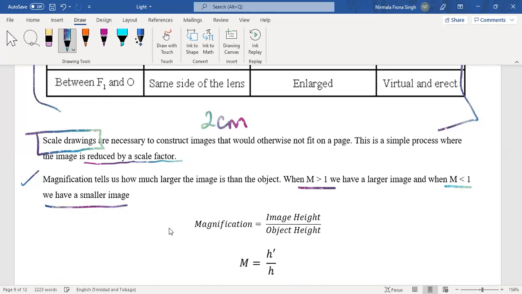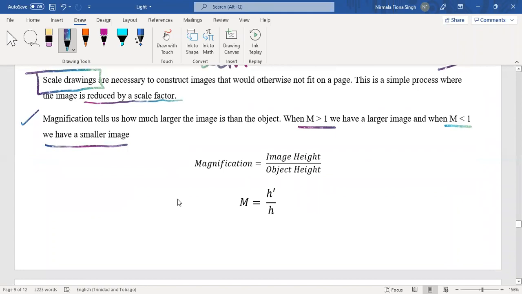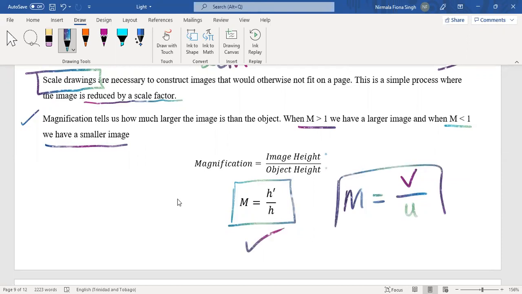How do we work out magnification? There are 2 ways to work out magnification. First way, it's going to be the image height divided by the object height, or M is equal to H prime upon H. There's also another way to determine your magnification. It's going to be your image distance over your object distance. So either way, you can take one method or you can combine them to work out. Either one is going to tell you how much larger your image is than your object. Very simple way to calculate it, but you can also measure them when you're given drawings.